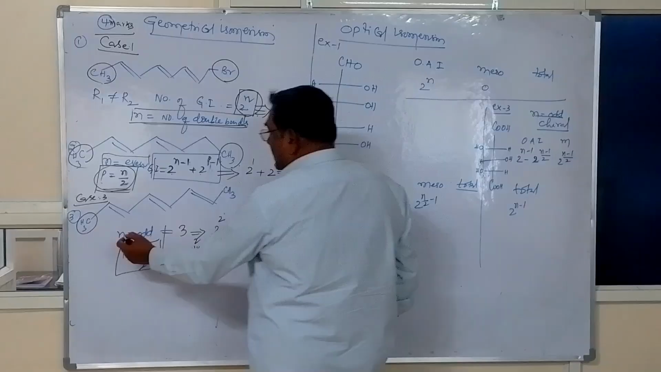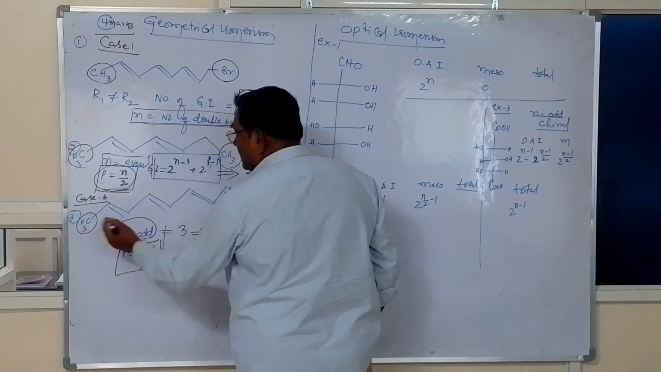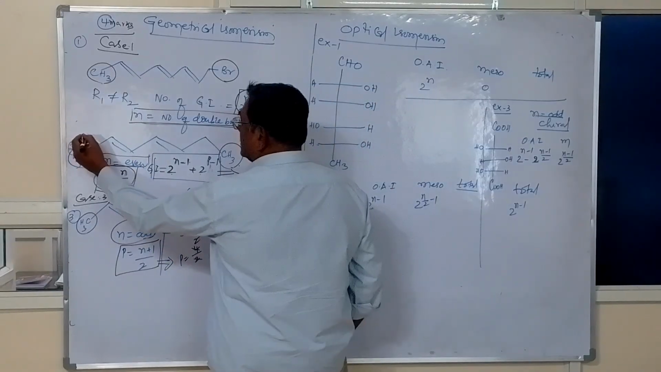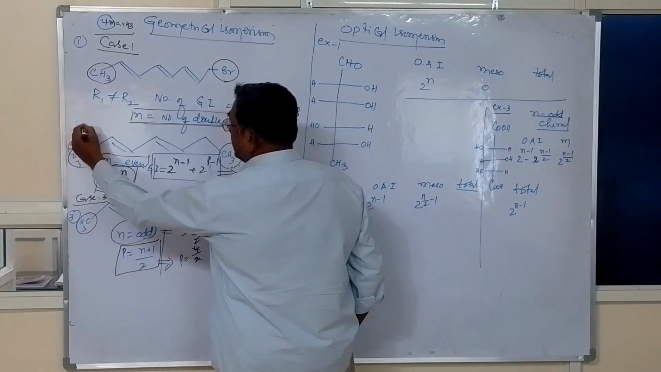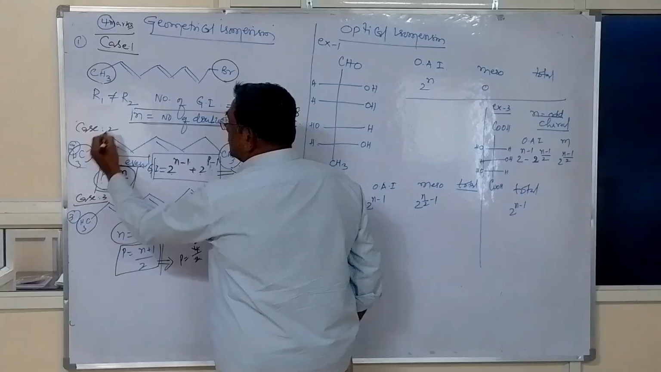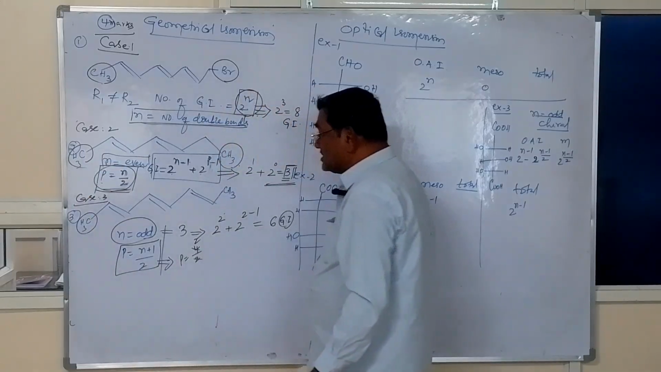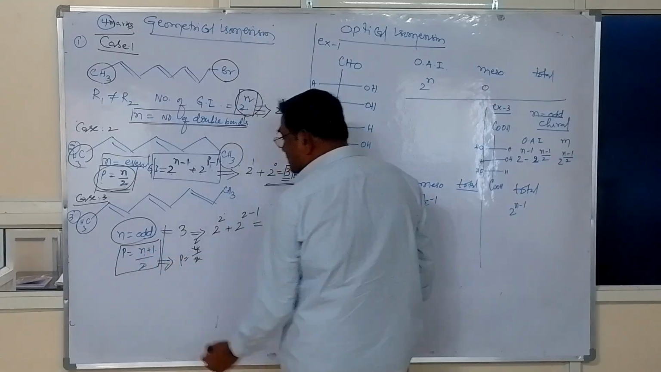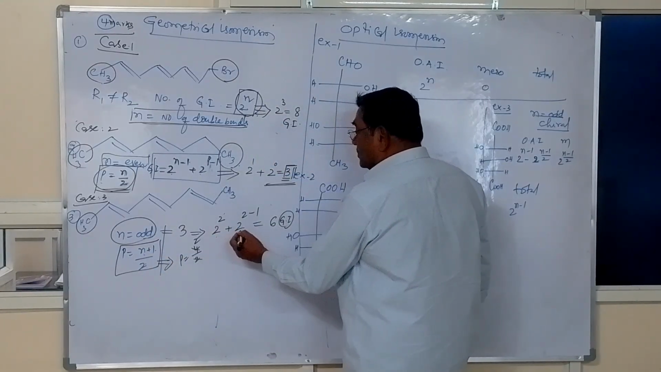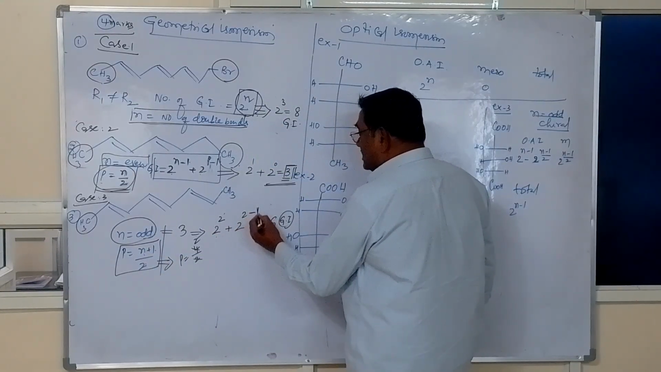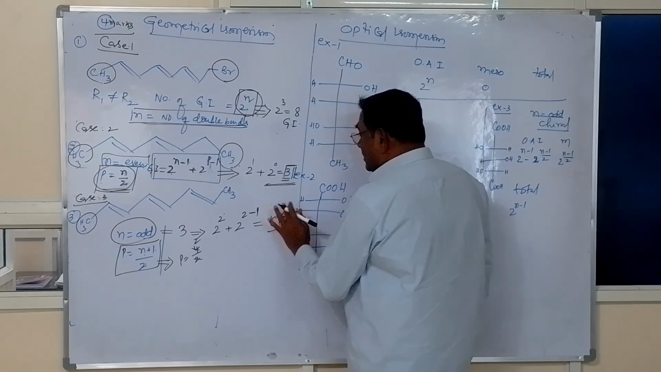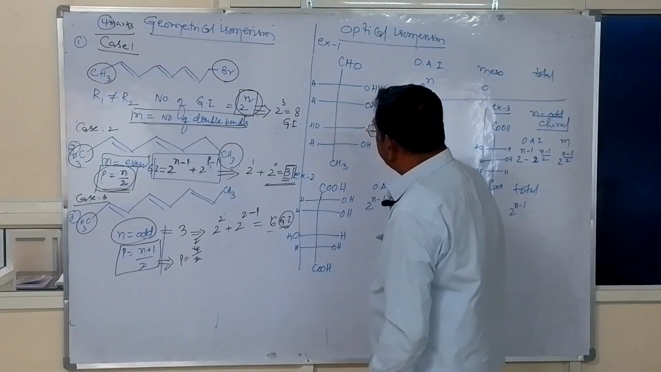In case 3, if n is odd and the terminals are the same, in both cases the terminals are the same. When n is odd, p is equal to n plus 1 by 2. So 2 to the power 2, 2 to the power 2 minus 1. The total geometrical isomers are going to be 6.